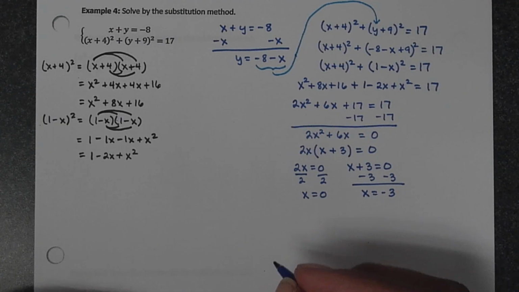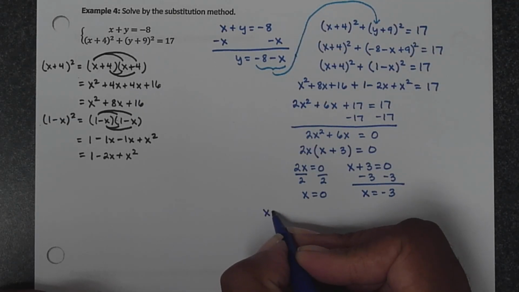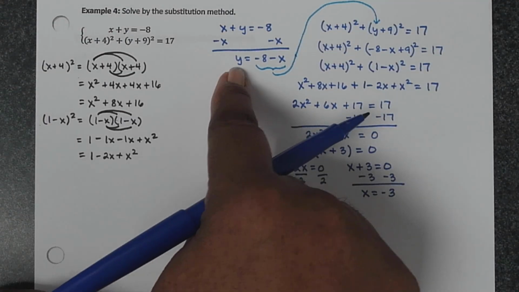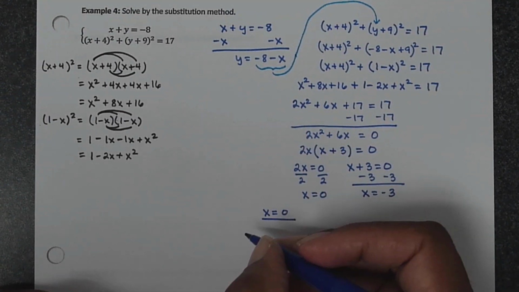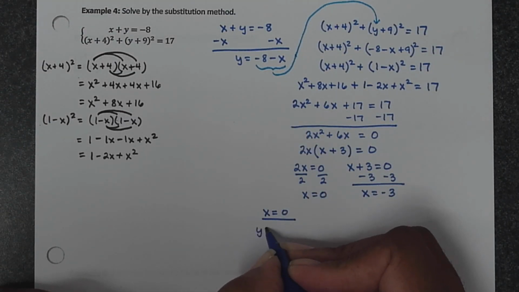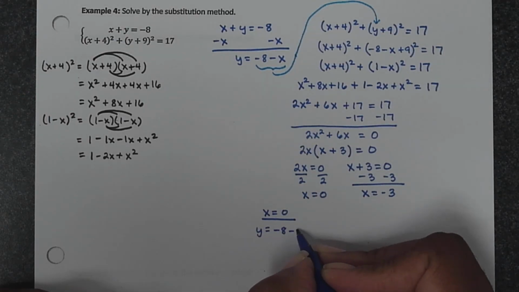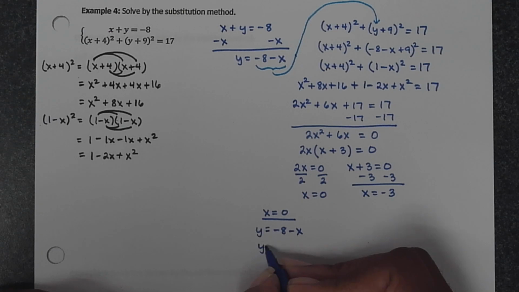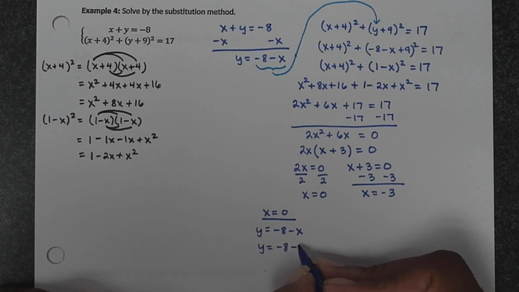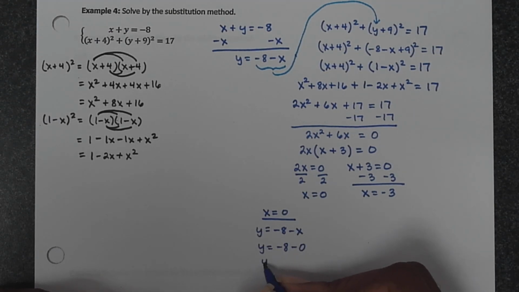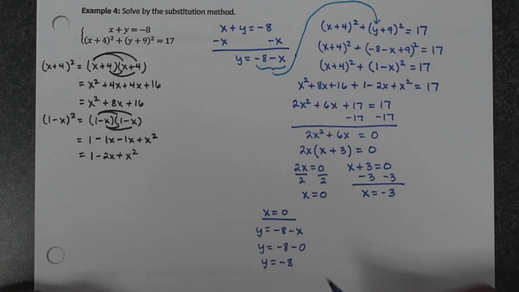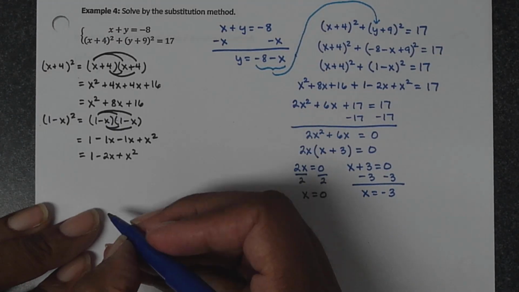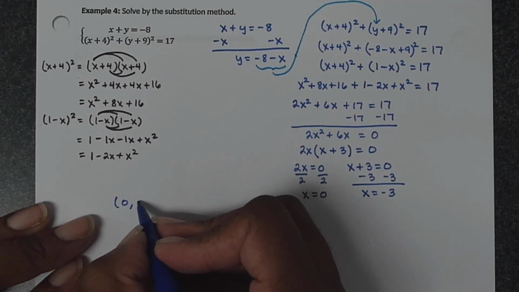Now we're going to find out what each y coordinate would be, starting with x equals 0. Let's go ahead and use that y equals negative 8 minus x, since I've already got that equation solved for y, and substitute 0 in for x. So that means y is equal to negative 8 minus 0, and negative 8 minus 0 will be negative 8. So when x is 0, y will be negative 8. I'll go ahead and put that there.